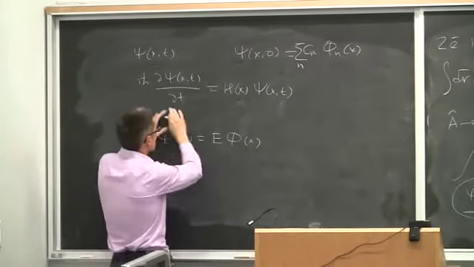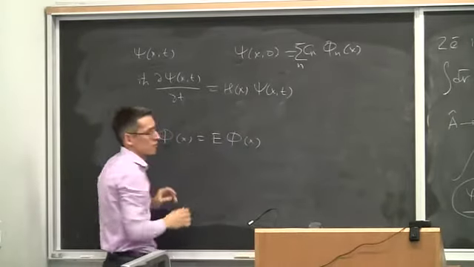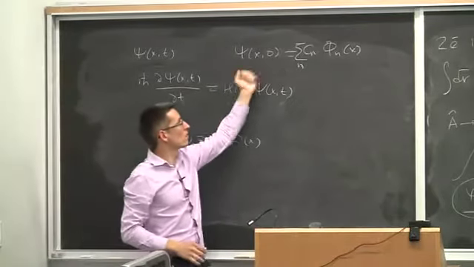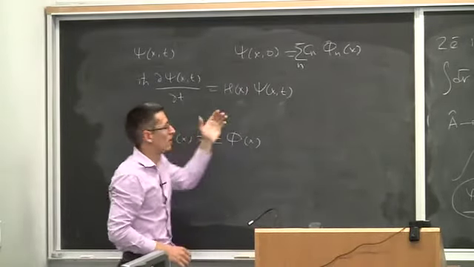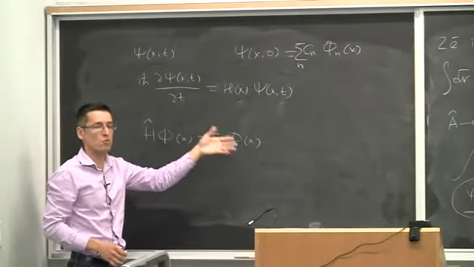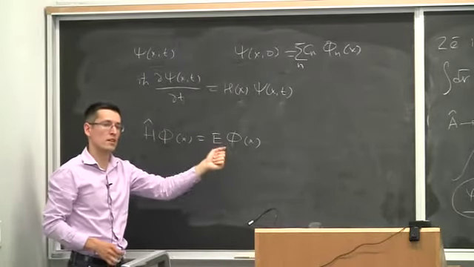Okay. And this is a first-order differential equation in time. It's essentially you give me a function at time 0, the initial conditions, right? And then this equation will tell you what this function will be at time t. How it evolves, right?